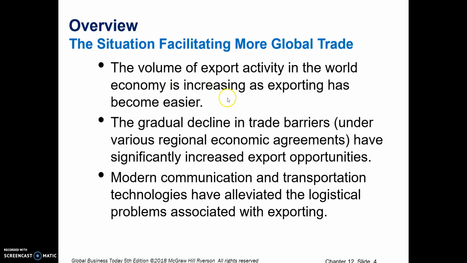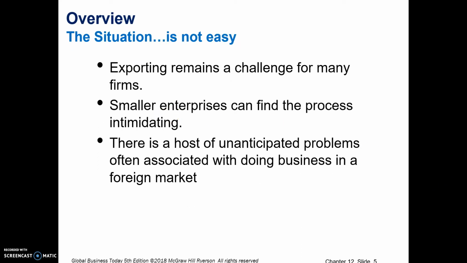The overview is basically saying that because there's been a decline in trade barriers and various regional economic agreements we've talked about in previous chapters, there has been a significant increase in export opportunities, and the volume of export activity in the world has become much easier and has grown significantly. Modern communication and transportation technologies have alleviated some of the concerns and problems associated with exporting. The first few slides are really good information to read along with. However, the situation is not easy; there are some significant challenges.